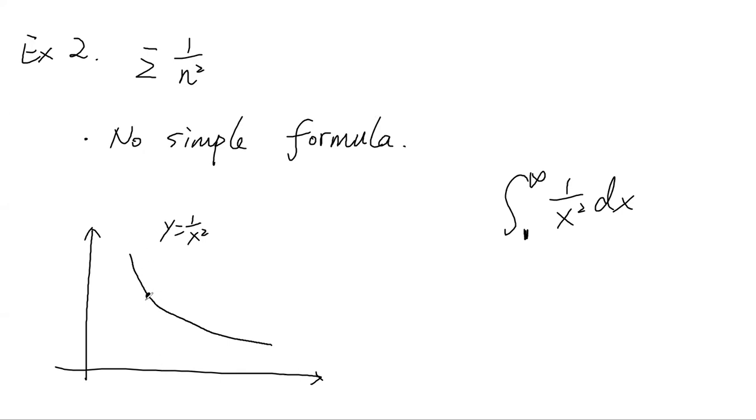Like when n is equal to 1, you get a1 is equal to 1. This corresponds to 1. When n is equal to 2, you get a2 is equal to 1/4. And then a3 is equal to 1/9, a4 is equal to 1/16, and then you can do it for all possible n.